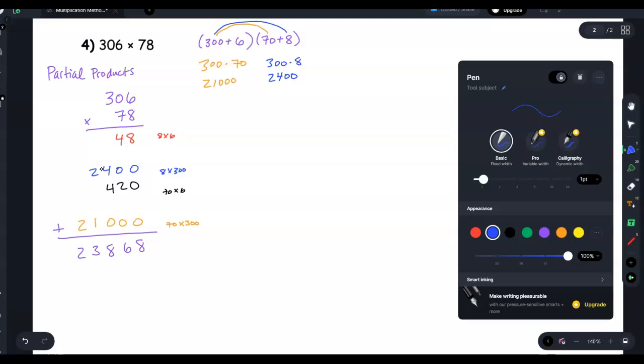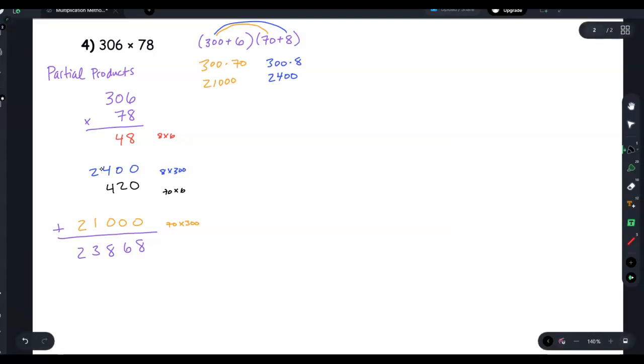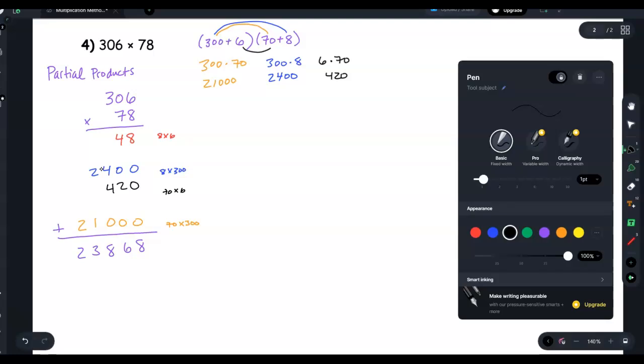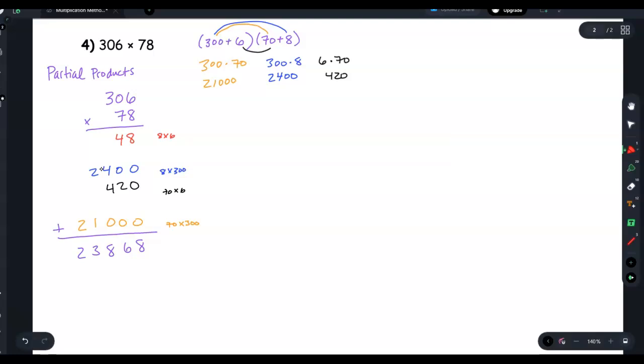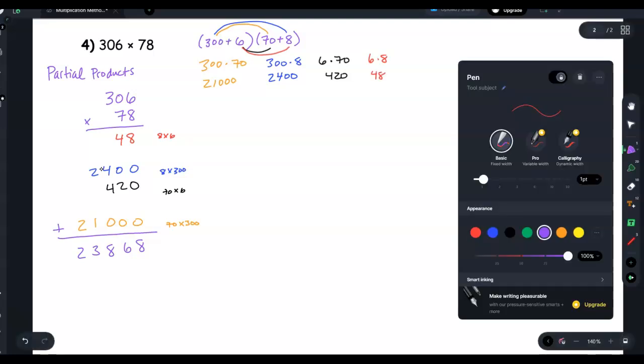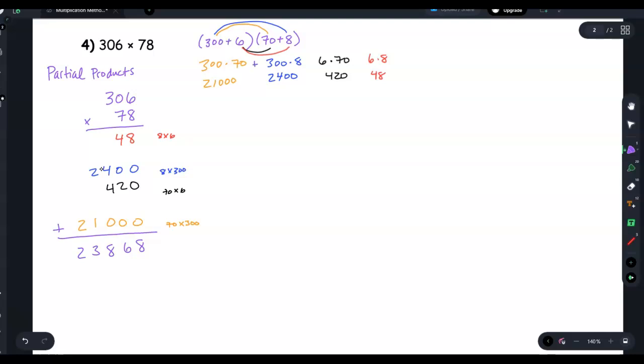And then let me do my inner terms. So that's going to be the 6 times 70, which is 420. And then finally the last terms, 6 times 8, which is 48. So if I did not include the zeros, this is what my horizontal work would look like. And I get 23,868.